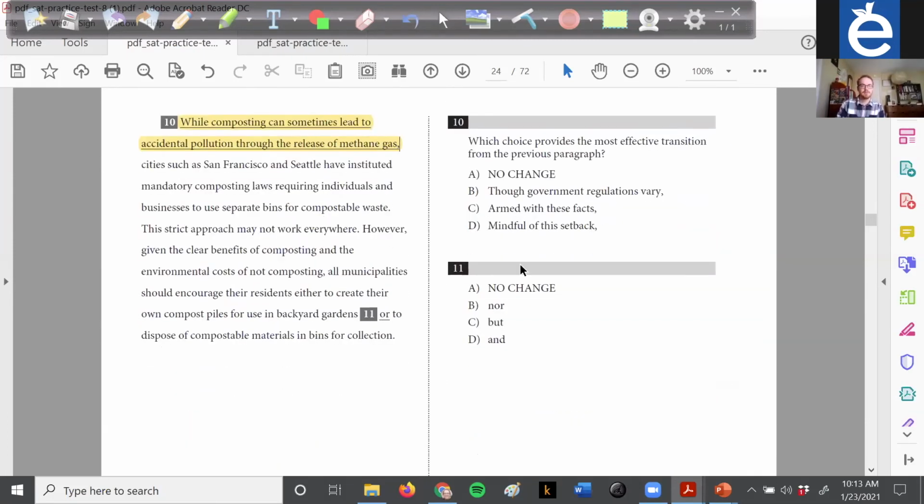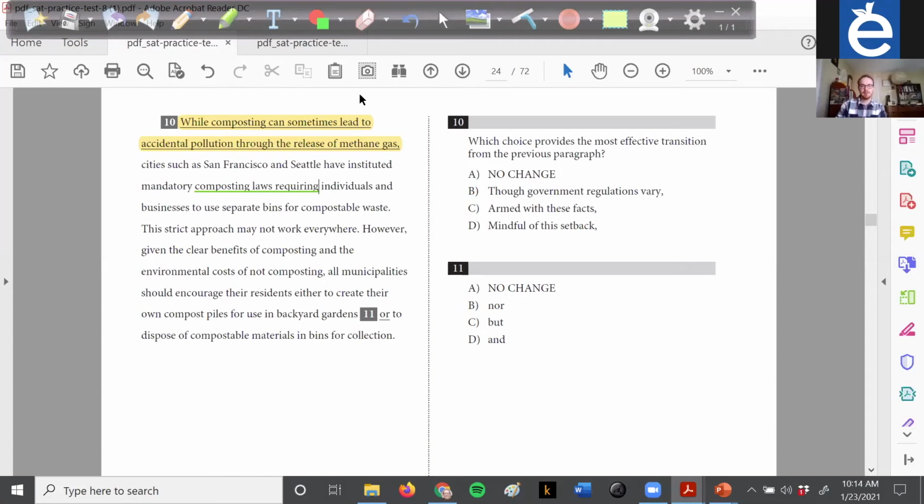And in this paragraph, let's just read the whole paragraph. Have instituted mandatory composting laws requiring individuals and businesses to use separate bins for compostable waste. This strict approach may not work everywhere. However, given the clear benefits of composting and the environmental costs of not composting, all municipalities should encourage their residents either to create their own compost piles for use in their backyard gardens, or to dispose of compostable materials in bins for collection. Okay, so we're talking about the legal steps that need to be taken here on a societal level.